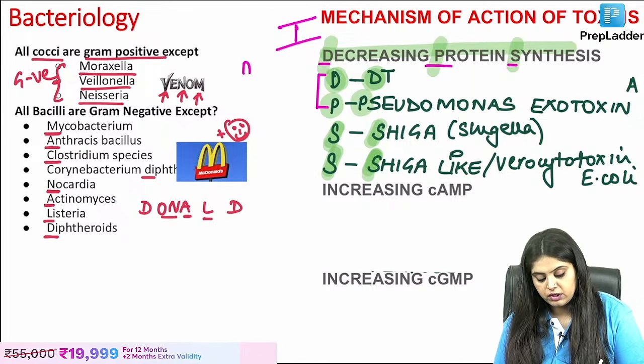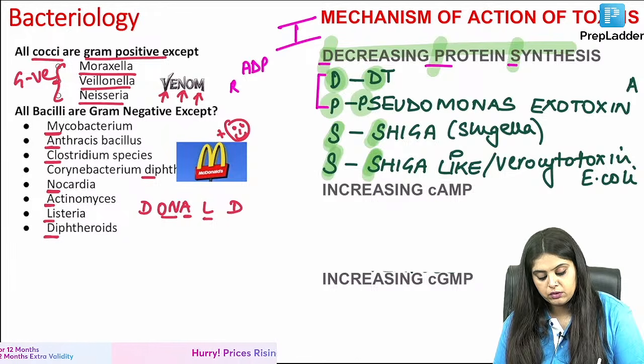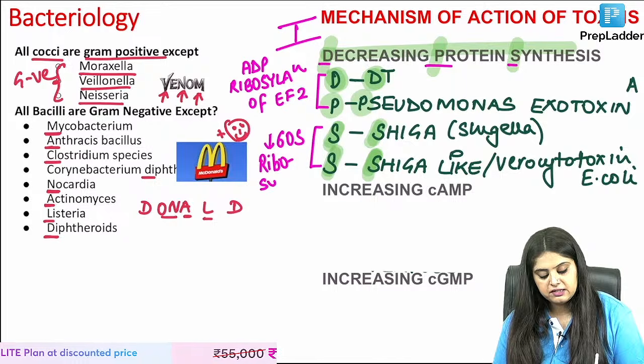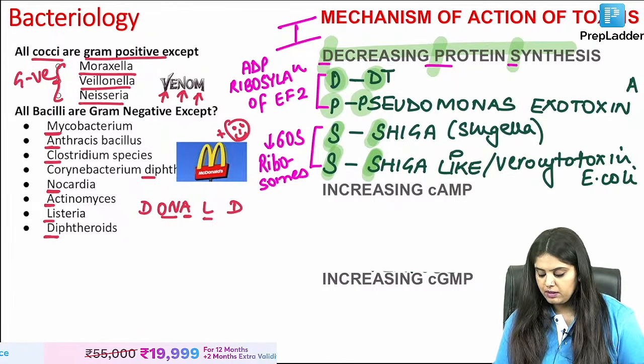D and P cause what? Everyone's answer started coming. It is going to cause ADP ribosylation of EF2. How does it decrease protein synthesis? By ADP ribosylation of EF2. How does Shiga and Shiga-like toxin decrease protein synthesis? By decreasing the 60S ribosomes. Very good. You all knew this.